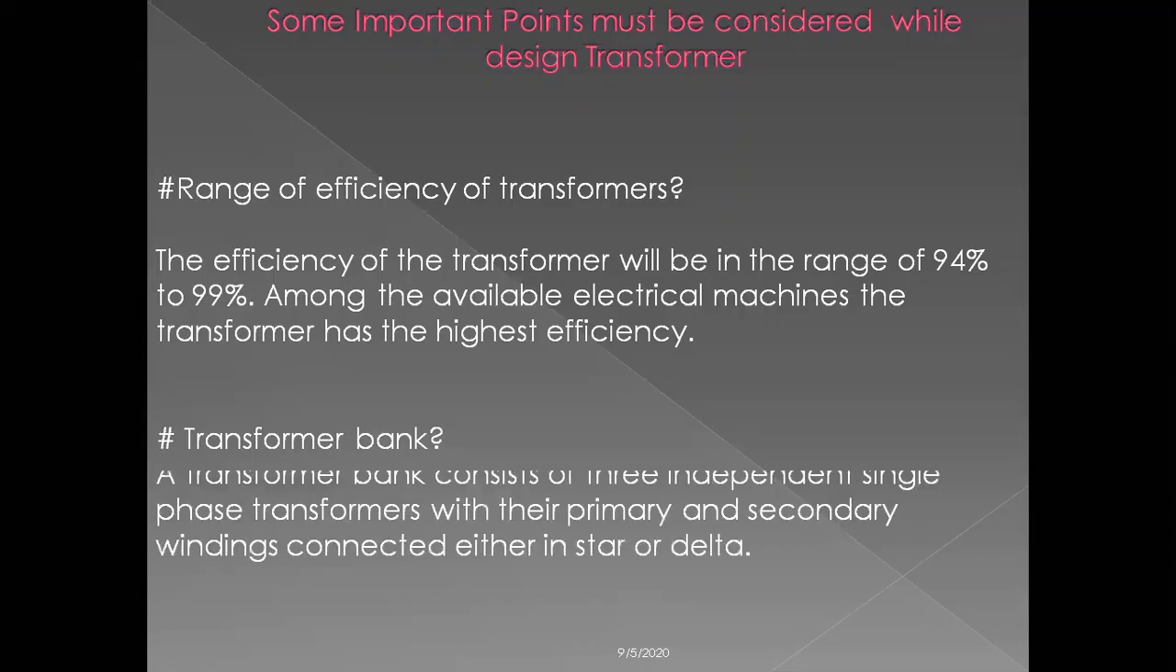Now number 3, we have a transformer bank. A transformer bank basically consists of 3 independent single phase transformers with primary and secondary windings connected either in a star or in a delta. That means whenever you get 3 single phase windings collaborated in one bigger tank, the ultimate transformer so obtained is called the 3 phase transformer, and in that case it is called the transformer bank. Clear?